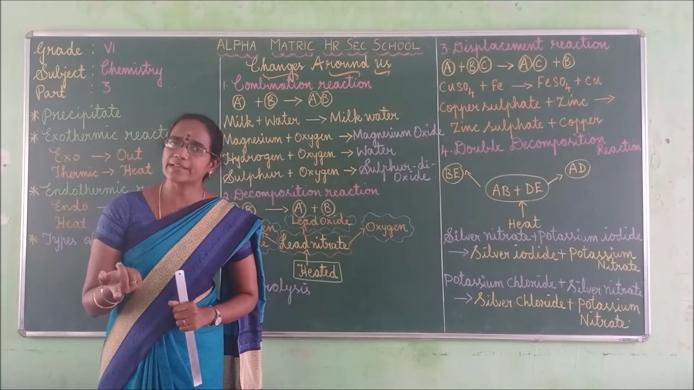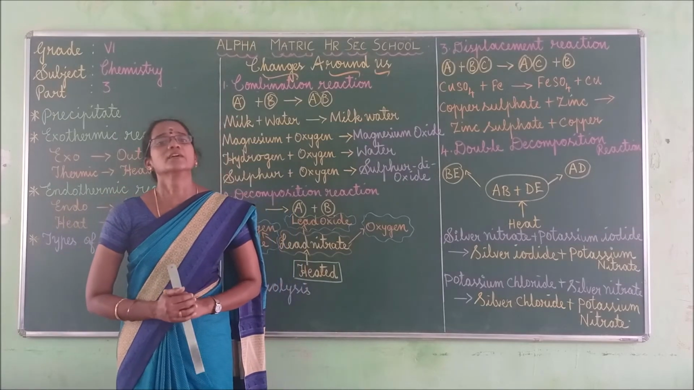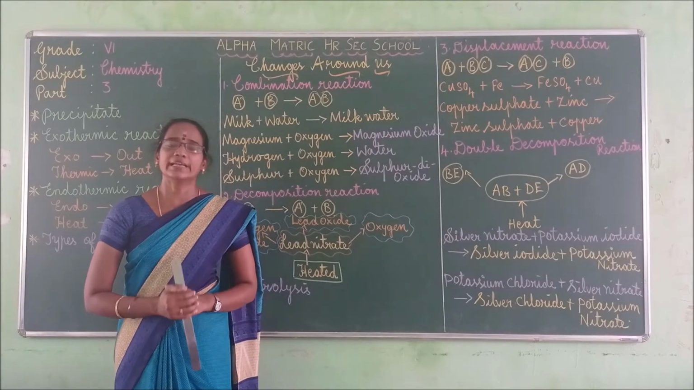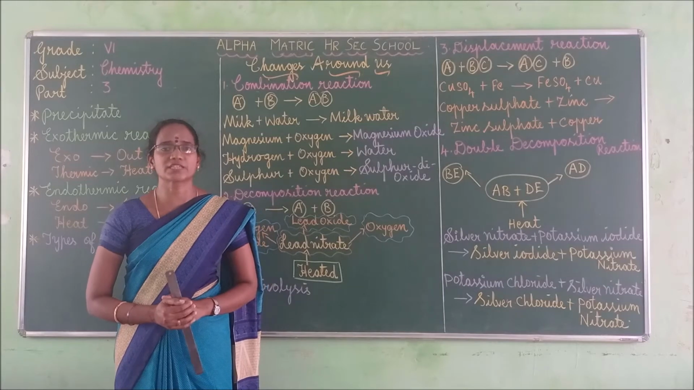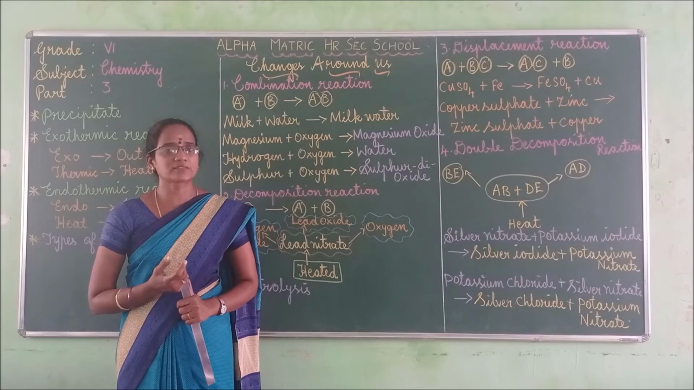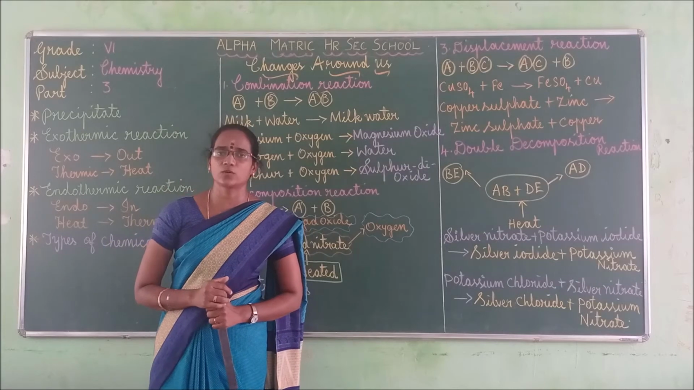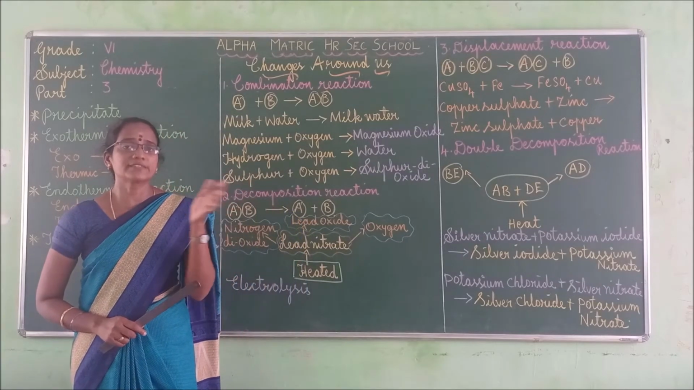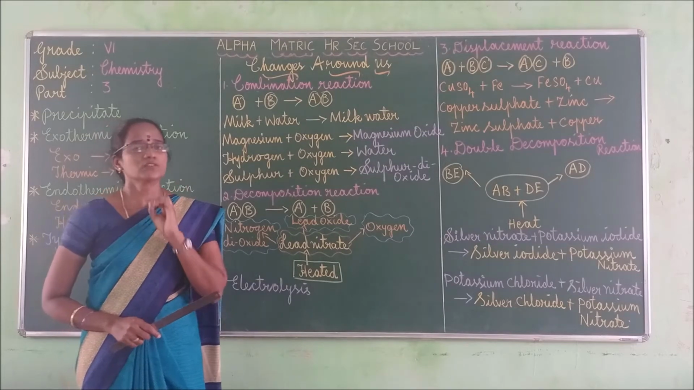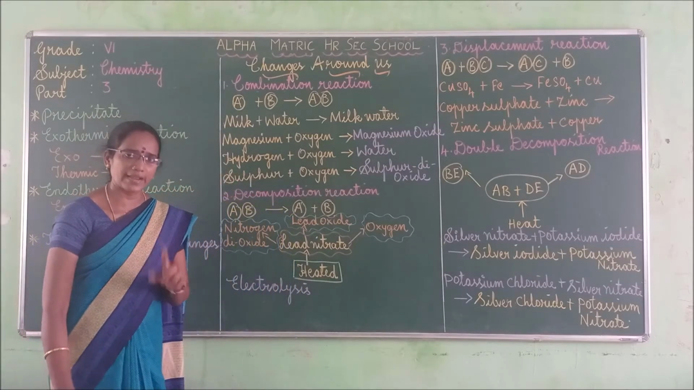So what is the difference between exothermic reaction and endothermic reaction? Exothermic reaction means if a chemical reaction takes place with the liberation of heat, whereas endothermic reaction means if a chemical reaction takes place with absorption of heat. Exo means out, whereas endo means in, and thermic means heat. So now you know the difference between exothermic and endothermic reaction.